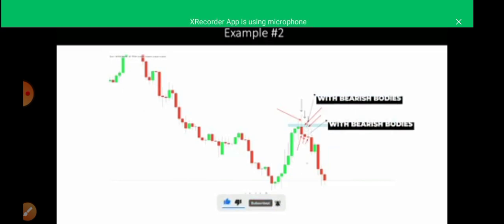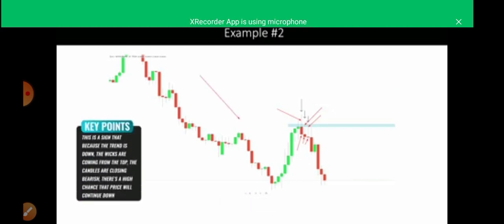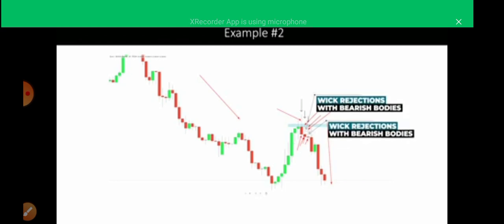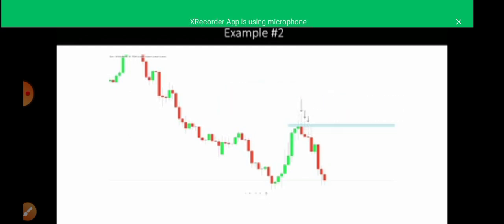Now, this is a sign to us that because the trend is down, the wicks are coming from the top, and the candles are closing bearish, there's a high chance that price will continue to push down. The reason why this is important is because we can see that there's a weakness from the bulls and a failure to continue to make new highs. At the confluence of the bearish body closes and the wick rejections, you can now start to gather enough confluence to support that the markets will continue down in this overall downtrend.